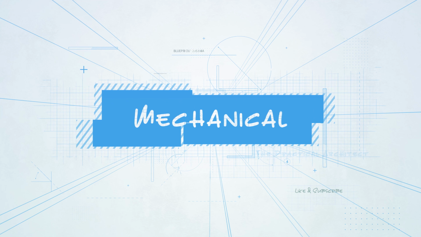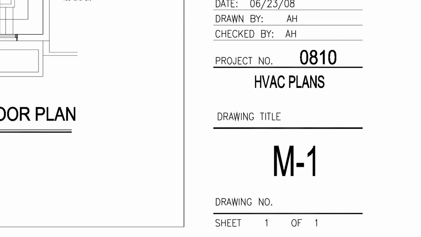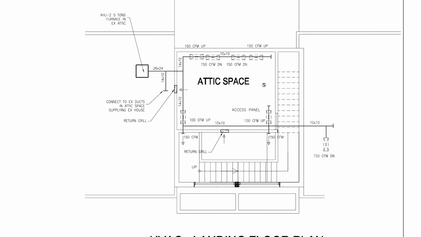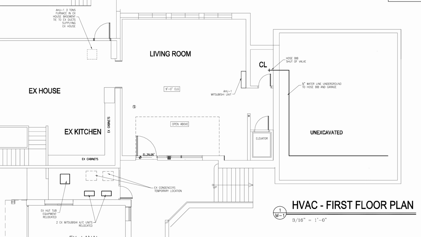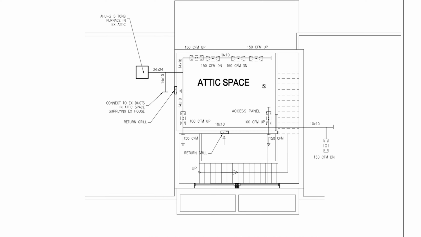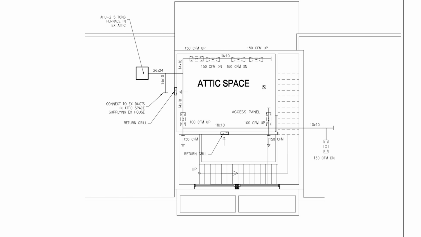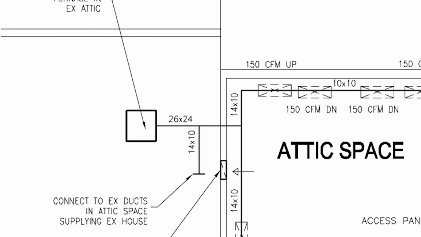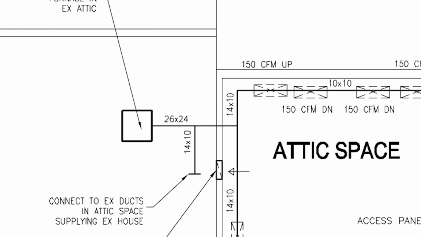Okay, so here we have the mechanical drawings, and again, depending on the complexity of your project, it may or may not require a plan for permit, but in this case, it was required. It shows the ductwork and shows where the new units are located. For example, it says air handling unit number 2. It's 5 tons, and it's located in the attic, in the existing house attic space. These lines show the ducts and the sizes of ducts: 26 by 24, 14 by 6, and so forth.